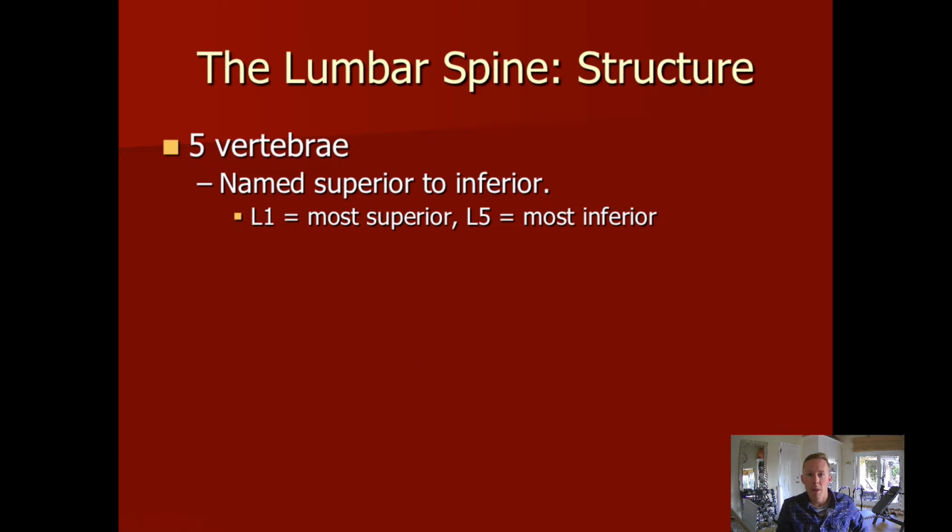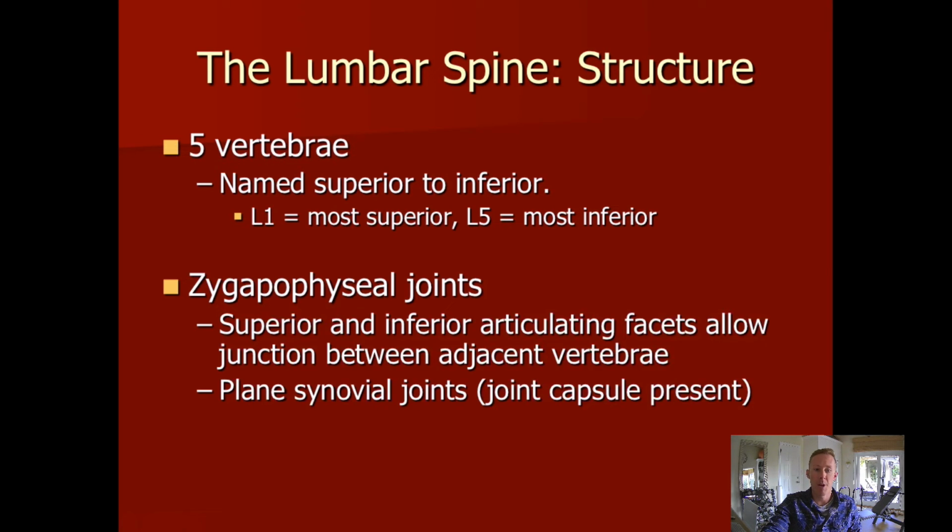Okay, so jumping into the lumbar spine, we're going to start in the low back. There are 5 vertebrae, as I mentioned before. These are named from superior to inferior. So L1 is the one that is closest to your head, so it's up highest. And then as we go down towards the tailbone, we count down. So L1, 2, 3, 4, 5, those 5 vertebrae.